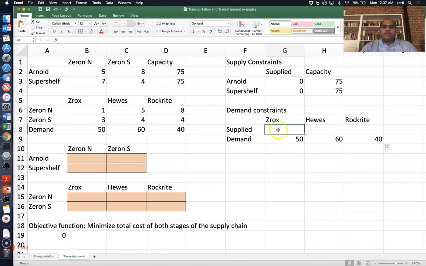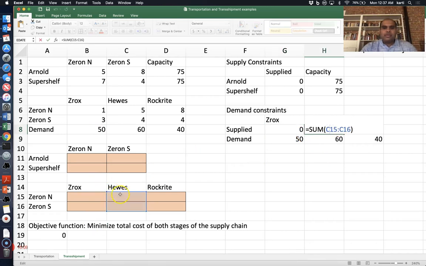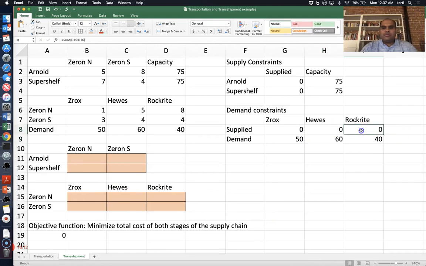And so total amount supplied to Xerox is everything coming out of Xeron North to Xerox plus everything coming out of Xeron South to Xerox. So everything coming out of the intermediate locations, the transshipment locations, going to Xerox should be equal to 50 units. That's the demand at Xerox. Again, I can copy the formula out and say everything coming into Hughes has to be 60. Sum of everything coming into Rockwright has to be 40. So those are the demand constraints.